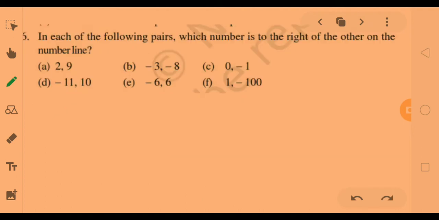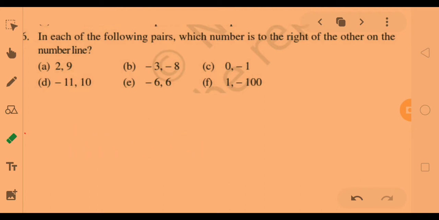Here there are some integers given, and we have to identify which integer is on the right or left, and which integer is larger or smaller. The first one is 2 and 9. It is very easy for us to identify which positive integer is larger and smaller. So 2 is less than 9. We can write that 2 is less than 9.